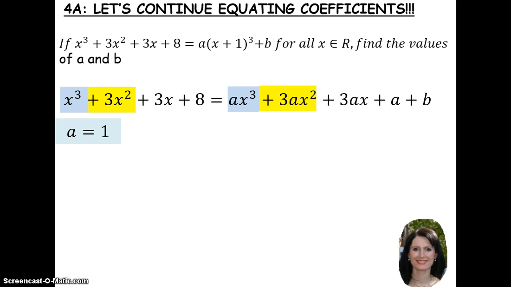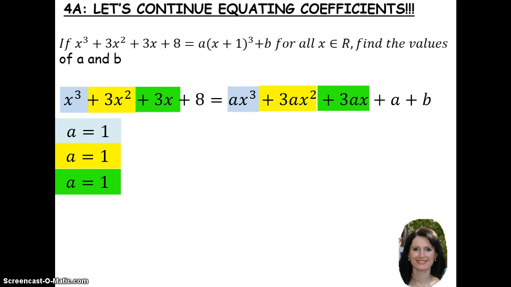Let's now look at the yellow. We've got positive 3x squared, and on the right we've got positive 3ax squared. We don't get any new information from this. We already know that a is 1, so we can't really get anything new from that, only confirming that a is 1. Let's look at the green now. We've got positive 3x equals positive 3ax. Again, we know that a is 1.